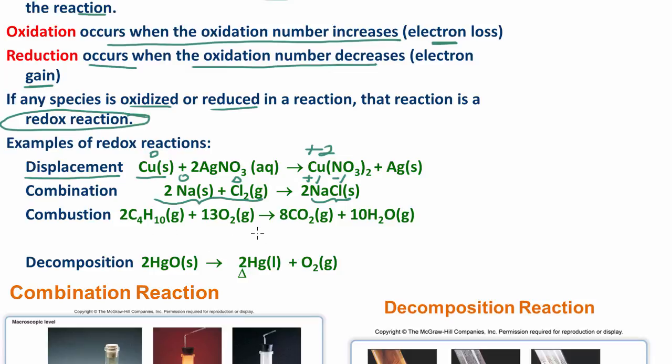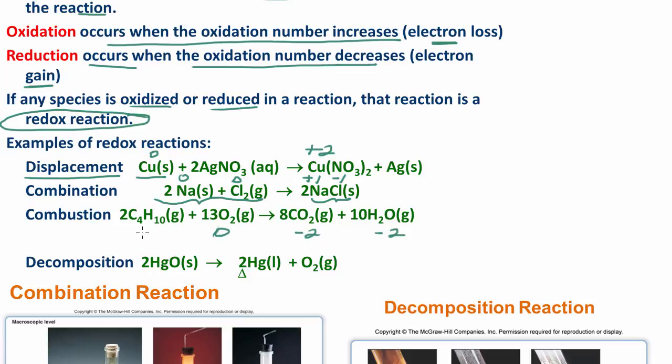And all combustion reactions are also redox reactions. Here you have oxygen with a 0 oxidation number, and here of course it's -2, and the same with water, it's -2. So oxidation reduction. Remember, combustion reactions produce carbon dioxide and water.